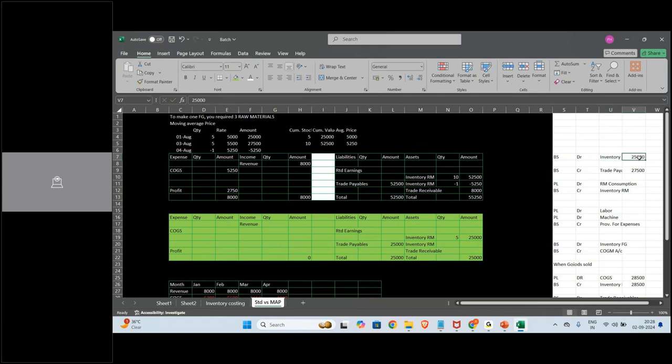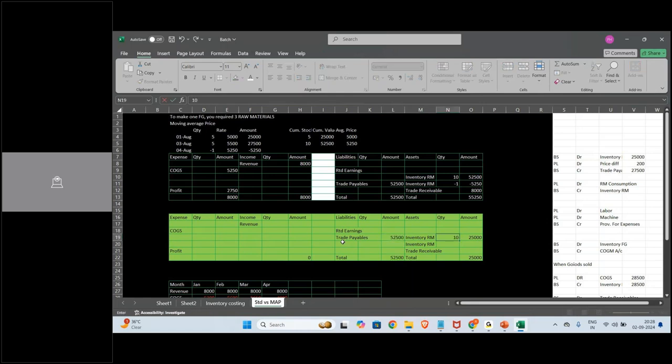P&L, debit price difference account, you will book 2,500. To the vendor, anyhow, you have to pay 27,500. So now you have to pay to the vendor totally 52,500. But what will the inventory show?